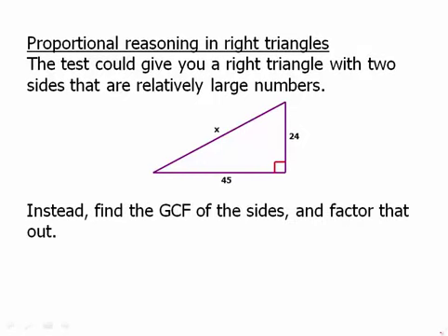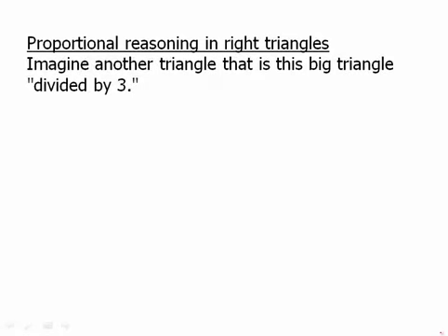Instead, find the greatest common factor of the sides and factor that out. Well, the greatest common factor of 24 and 45 is 3. Okay, well think about it this way. Suppose we scale down that triangle by a factor of 3, a scale factor of 3.